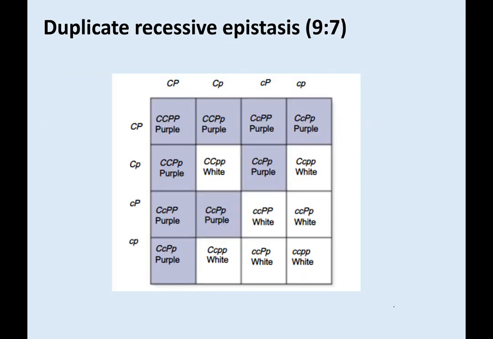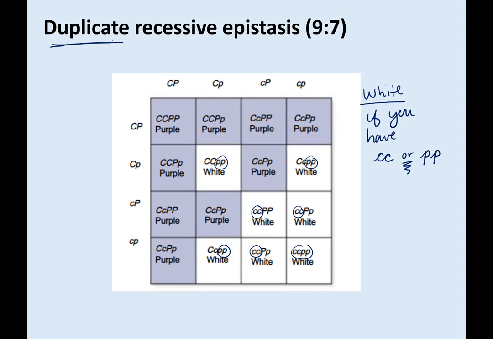Okay, one more that's called duplicate recessive, a 9-7. And what I want you to see is that when you have white flowers, what's common is that they are all homozygous recessive for the C or the P gene. So white is if you have little c, or little p. So that's why it's called duplicate recessive, because either recessive allele, homozygous, gives you the same phenotype.